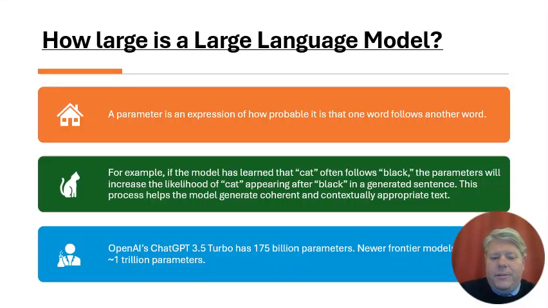ChatGPT 3.5, which broke into the popular imagination, was launched in November 22, and that had 175 billion parameters. Newer models have even more. They've got perhaps around 1 trillion, and that number is growing.